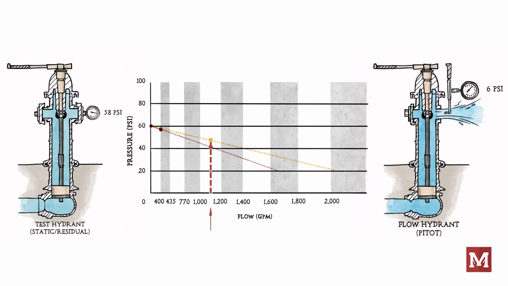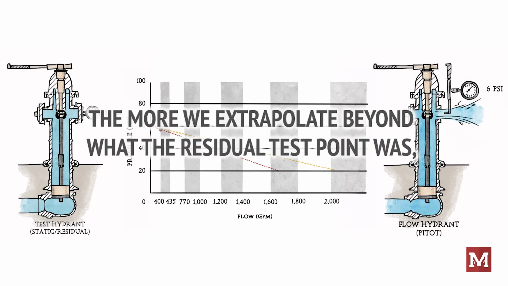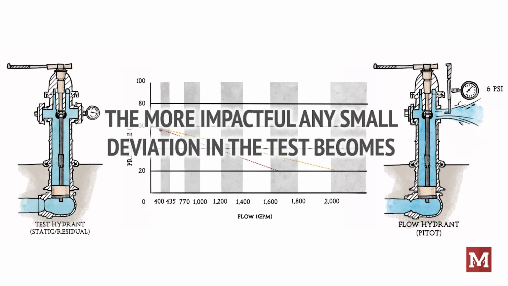Just a small difference in the reading here, because we're flowing so little during our test, is resulting in a very big error when we get higher and higher flow rates on the system demand. The more and more that we extrapolate beyond what our residual test point was, the more impactful any small deviation in our test becomes.